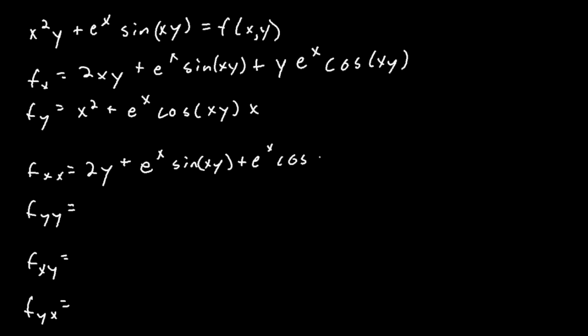Cosine xy times y. Alright, since we're using chain rule here, y is treated as a constant, and y is treated as a constant again, so y can just be left alone, and we just do the partial like this. e to the power of x.